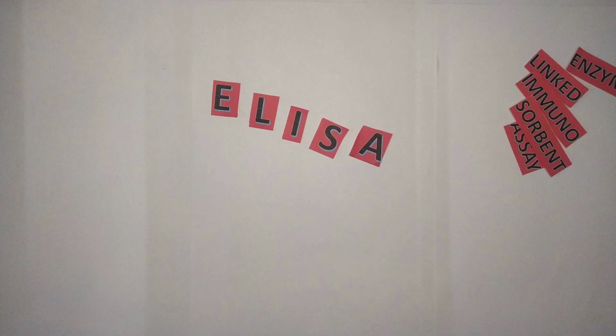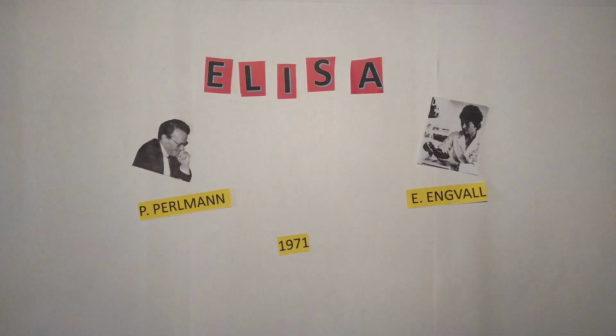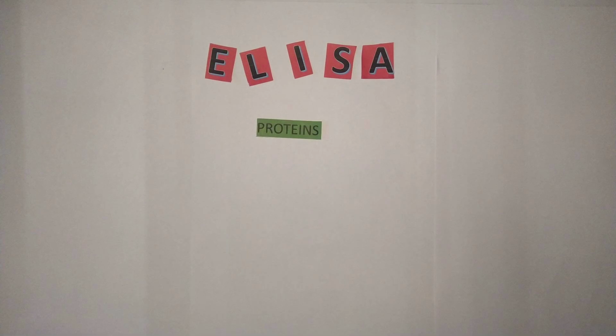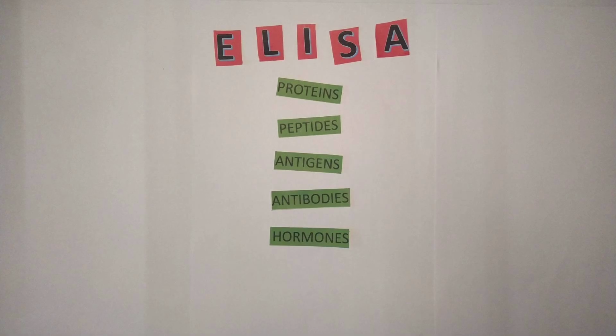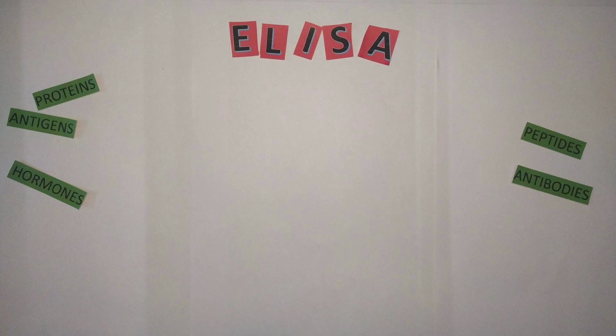ELISA is a primary phase reaction and is used in various diagnostic tests. It was discovered by Engvall and Perlman in 1971. It is a widely used laboratory technique in immunology and molecular biology to detect and quantify the presence of specific proteins, peptides, antigens, antibodies, and hormones. It is a highly sensitive test which is relatively easy to perform.